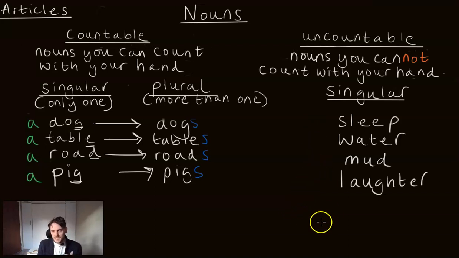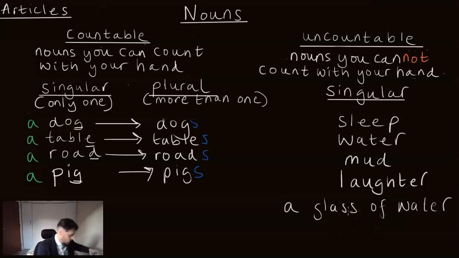Okay, if we look at water, can you count water? No. Can you count a glass of water? Yes. So glass of water is countable. Yes? One glass of water. But can you count water itself? No. So water is uncountable. And uncountable nouns stay in the singular. There are no plural forms when talking about uncountable nouns.